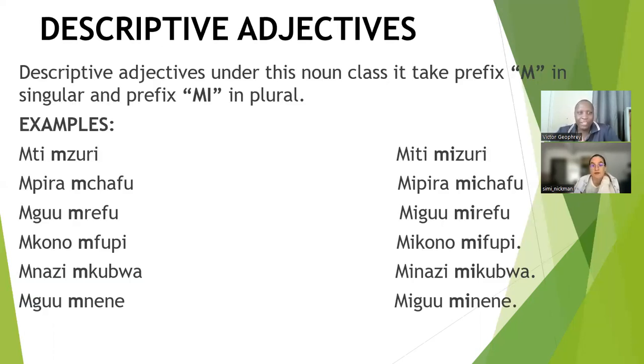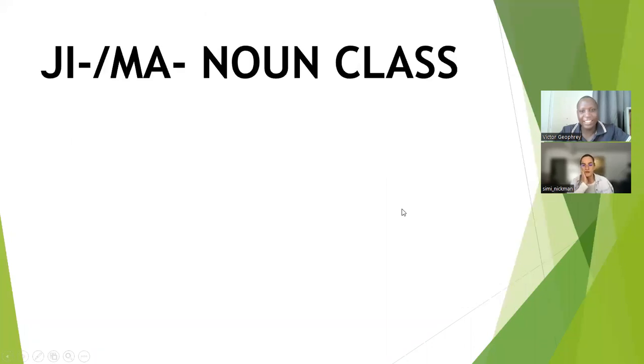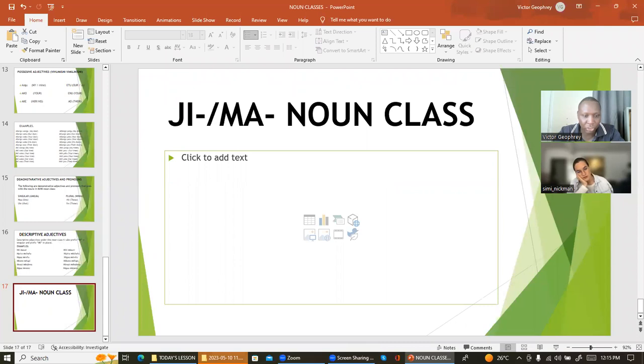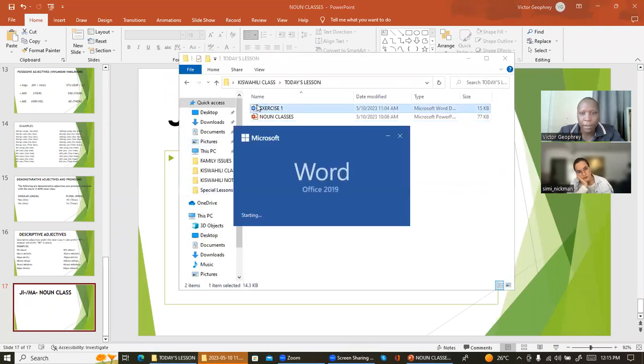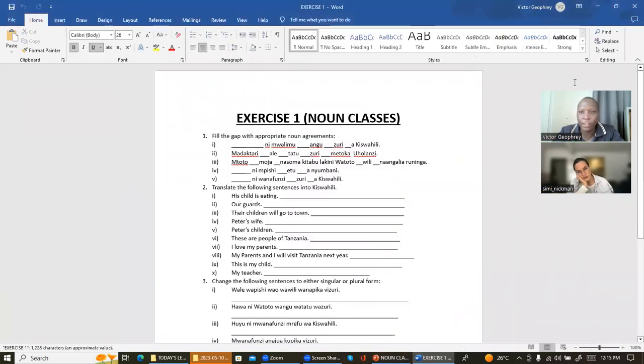Okay, so for today, my aim was just running through this M noun class. Now it's time for a quiz or exercise. I'm giving you a minute to ask me any questions. Right now, I cannot think of any questions. Okay, if you don't have a question, let me share my screen again and show you the exercise. Can you see my screen?